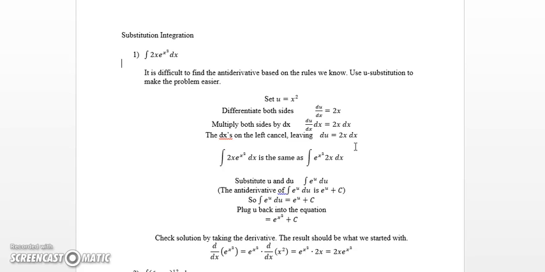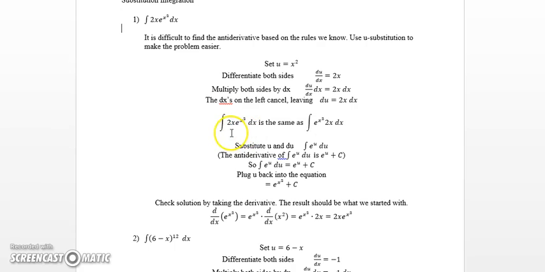Now we see here that du is equal to 2x dx, and 2x dx is in the problem, 2x times dx. We can rearrange it either way, so we can just plug in u for that. As you see right here, 2x e to the x squared times dx is the same as e to the x squared times 2x dx. It's exactly the same. So we plug in du for 2x dx right there. And because we substituted u for x squared, the integral is e to the u times du.